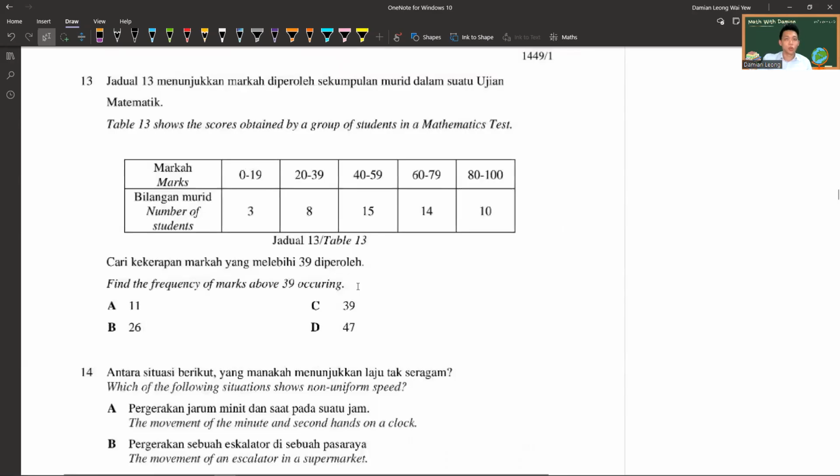Question 13. I want the frequency of marks above 39 occurring. Basically, above 39 marks. So it means here. So we just add together the frequency. So it is 39. Yeah, answer C. That's it.